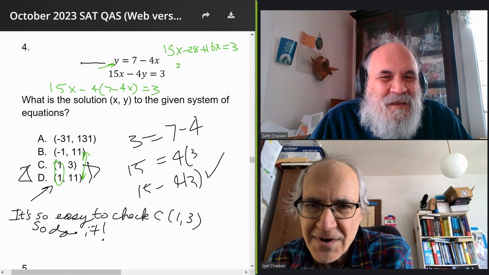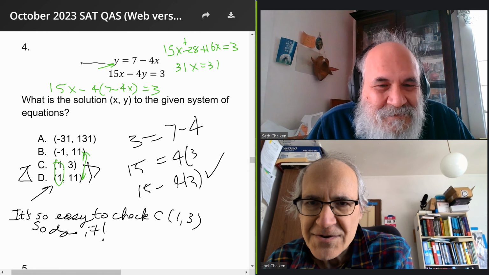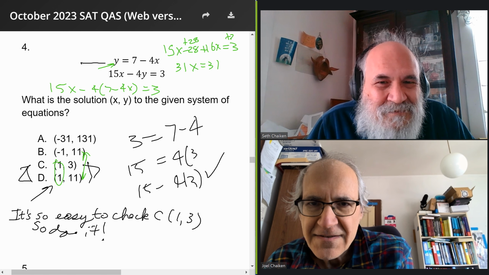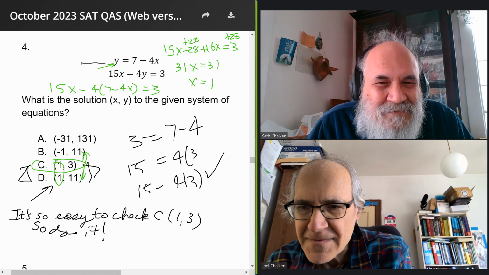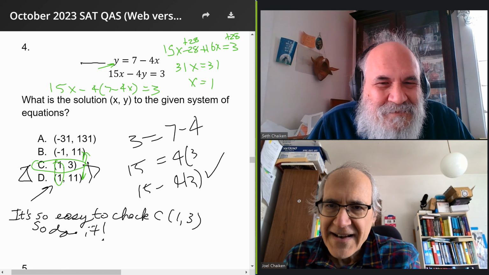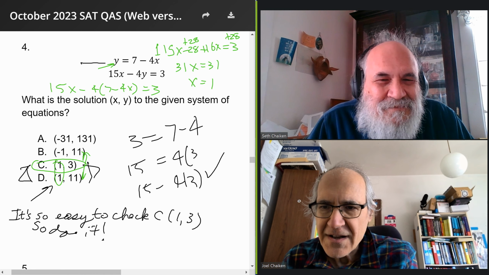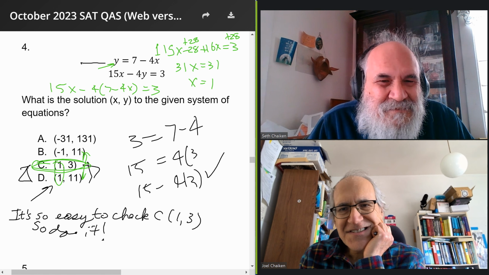That's 31x is equal to 31, because we add the 28 to both sides. We combine like terms, so x is 1. Congratulations. At this point, yeah, you would just back solve. You would put x equal to 1 in here, and you would get the answer.